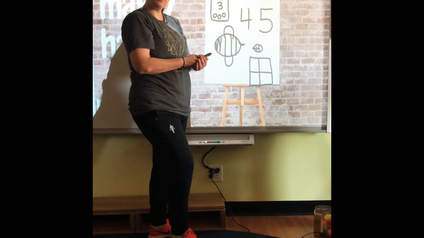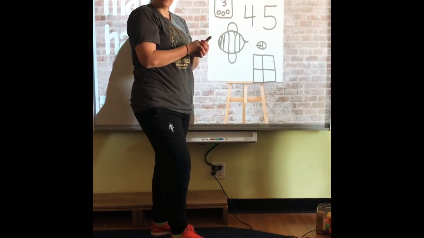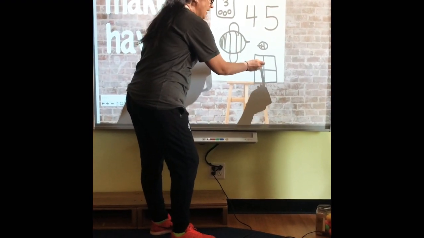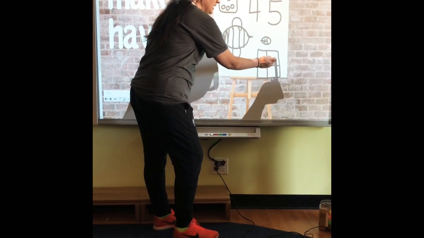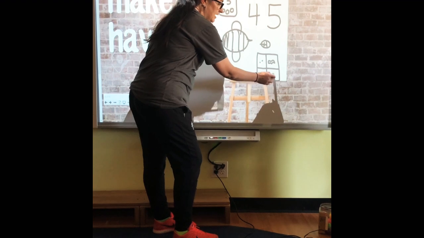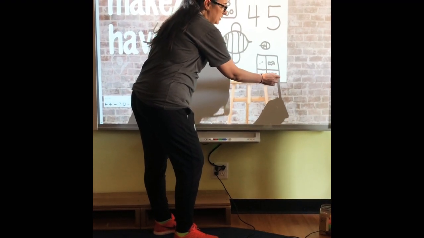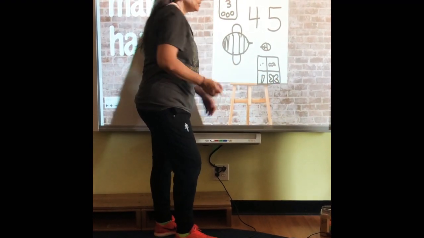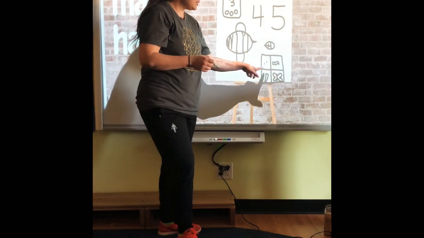And it's just like when we read The Very Hungry Caterpillar. First they are an egg, then they are a caterpillar, then they are a chrysalis, and then they become a beautiful butterfly. So you're going to be putting the butterfly cards in the right order.